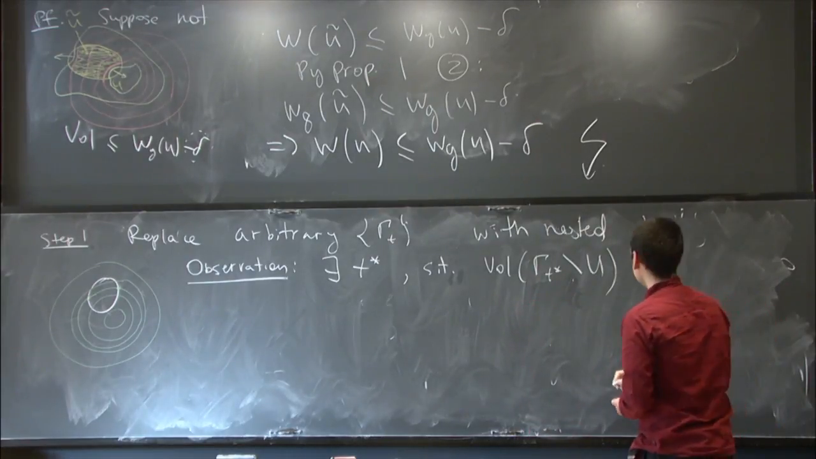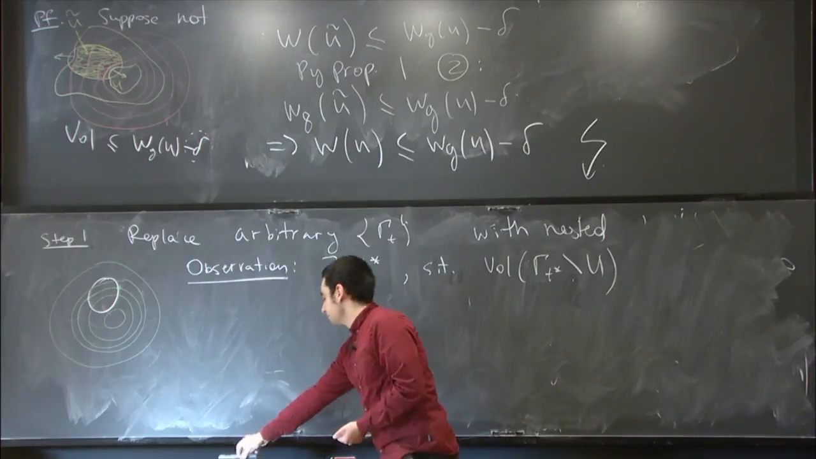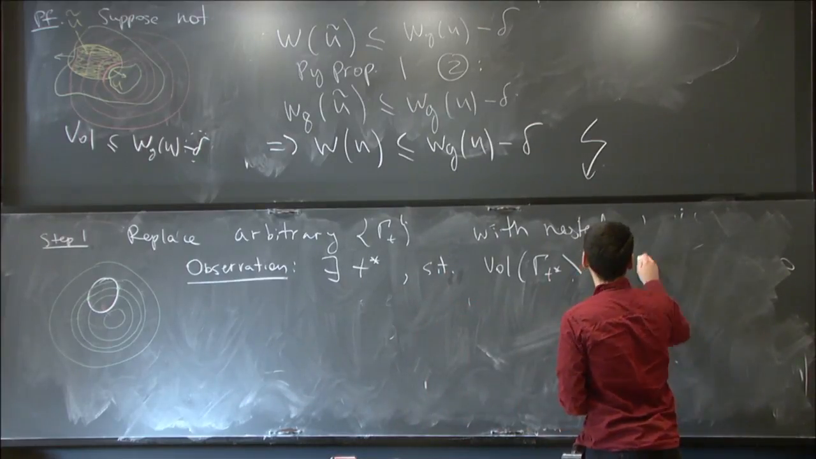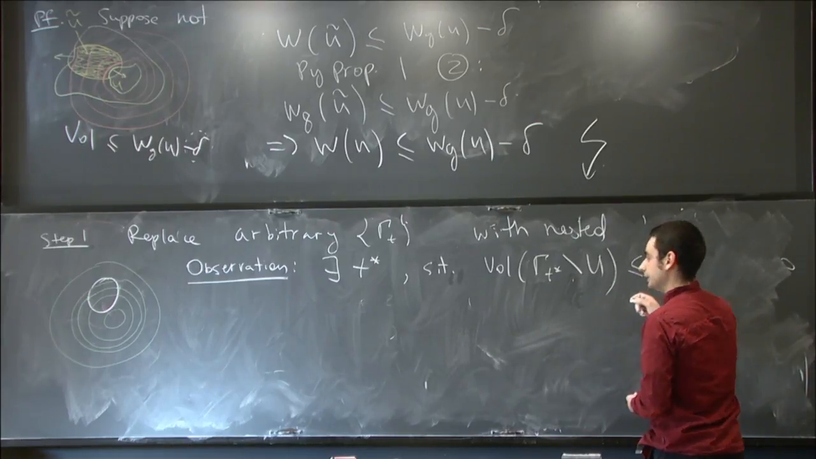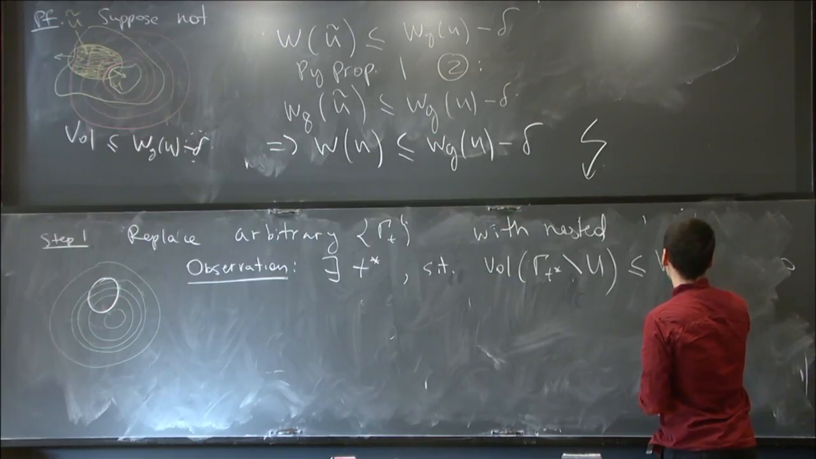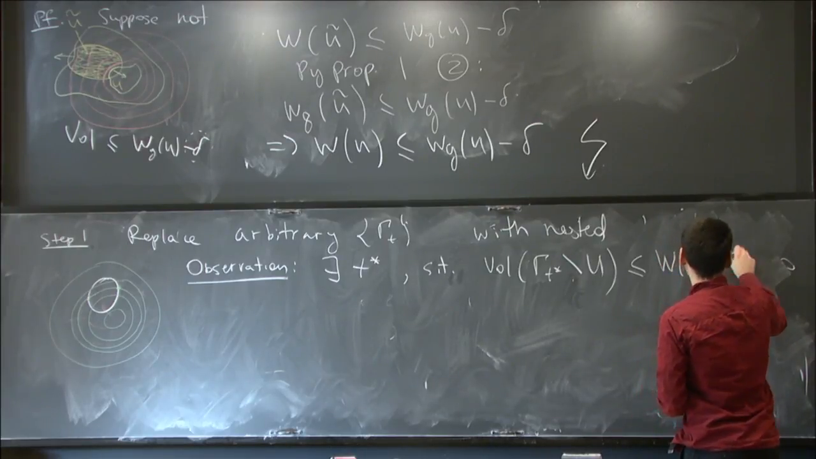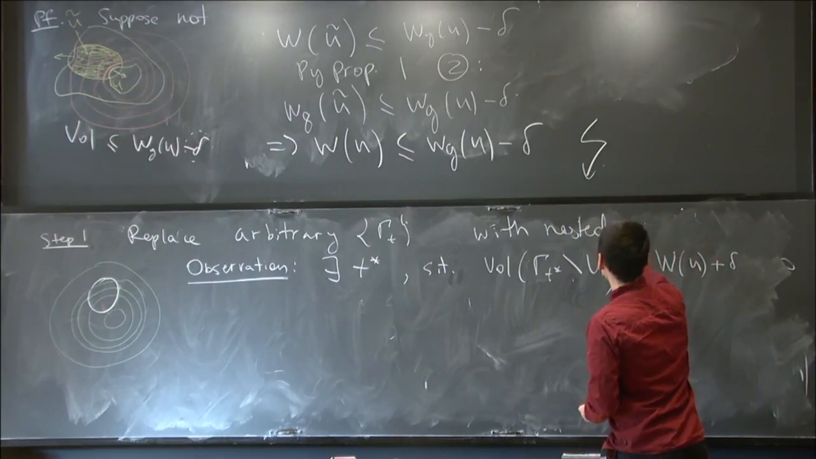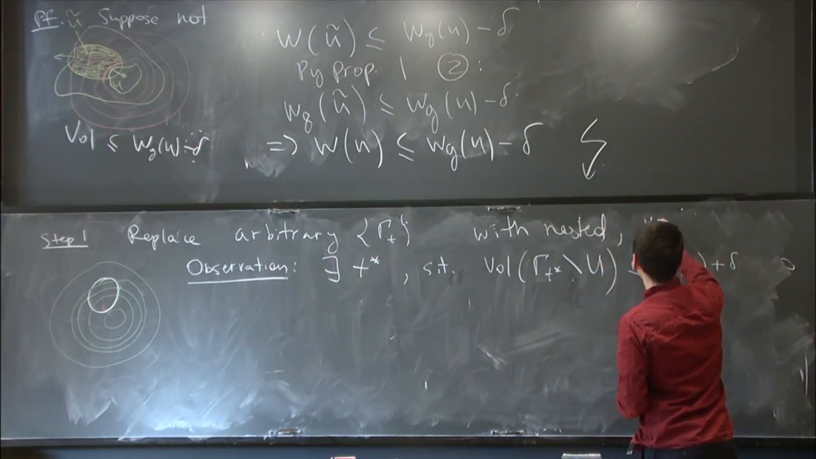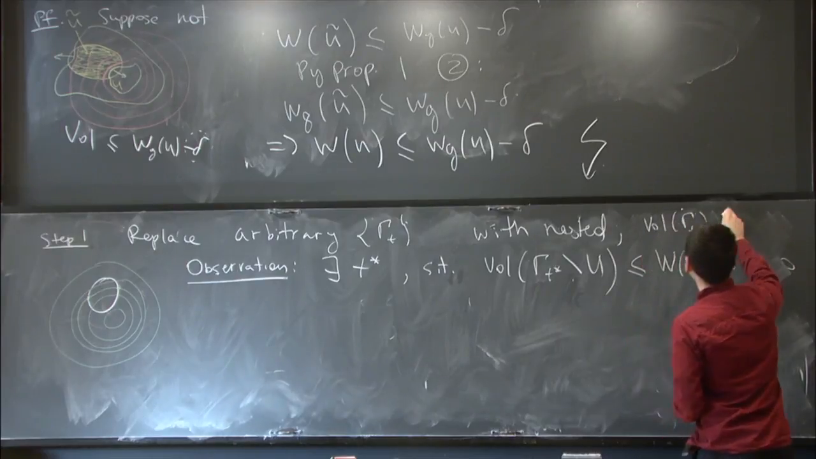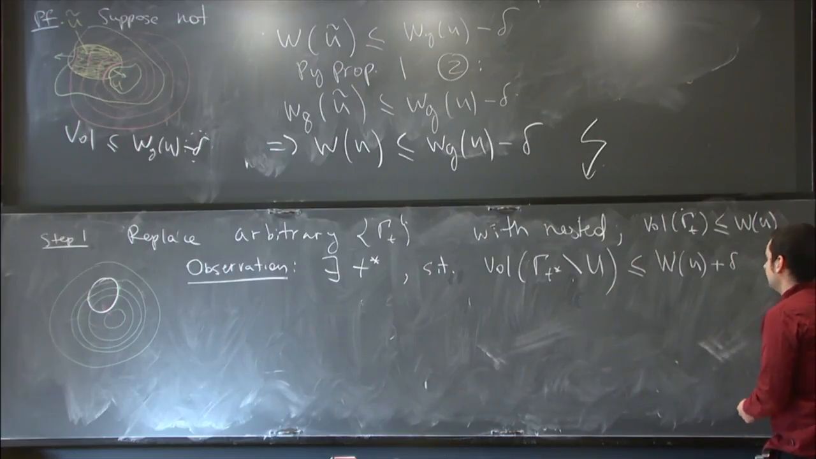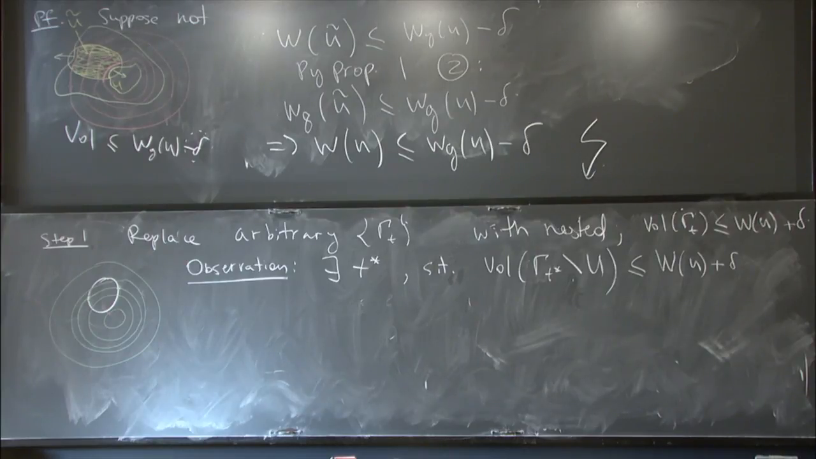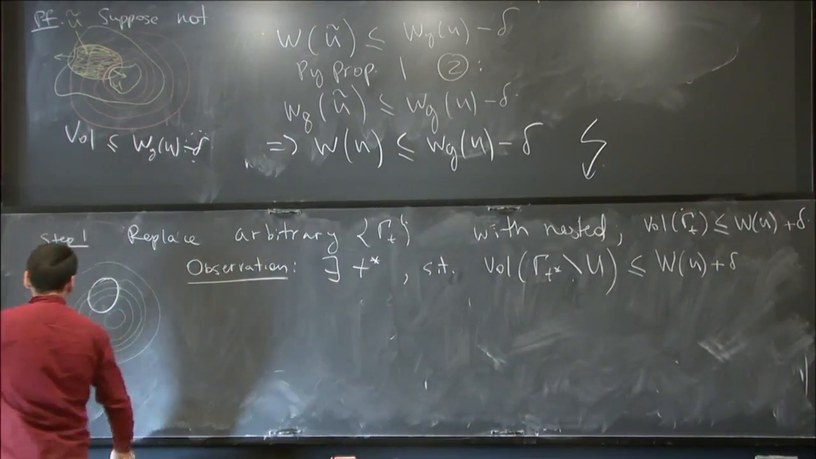will be less or equal than W of U plus delta. So here we assume that volume of gamma t's is less or equal than W of U plus some small delta. So we are starting with almost optimal sweepout.